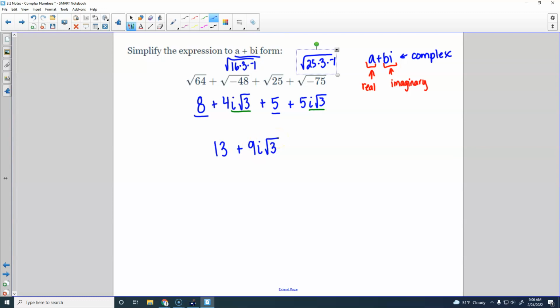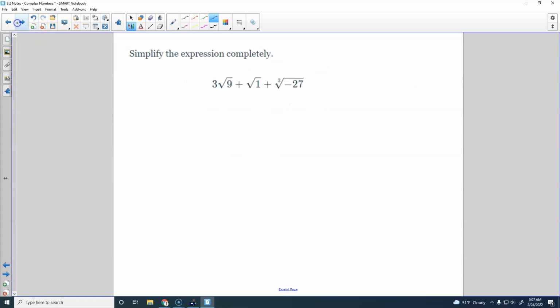square root of 3. If one of those was like a square root of 2 and the other one was a square root of 3, we just have to leave them separate. We couldn't put those together. Or if one of them had an i and one of them did not, then we couldn't put those together. Okay, questions? Okay. All right, here's our next one.